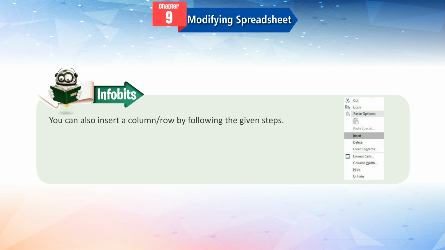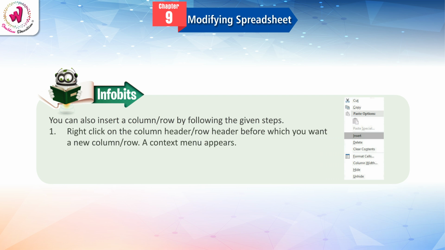Info bits. You can also insert a column or row by following the given steps. 1. Right-click on the column header or row header before which you want a new column or row. A context menu appears. 2. Click on the Insert option. A new column or row gets inserted.